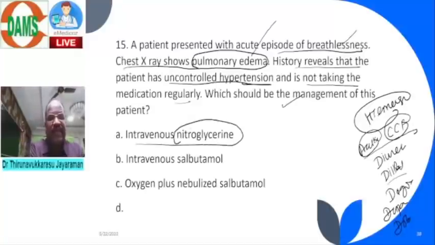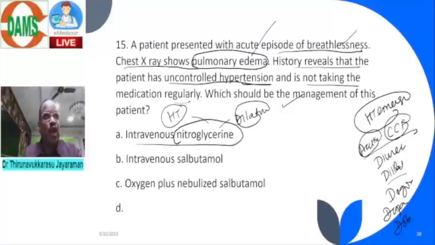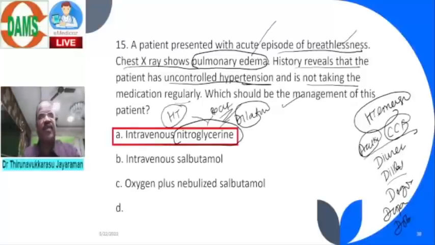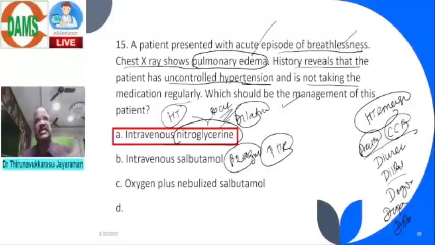See, it's a vasodilator. A very good drug for controlling hypertension also. It's a very good drug for treatment of uncontrolled hypertension, also useful for treatment of heart failure. So among the given options, the best answer will be intravenous nitroglycerin. Salbutamol is a beta 2 agonist. This will increase the heart rate. This will worsen cardiac stress. So it's not good for acute heart failure.